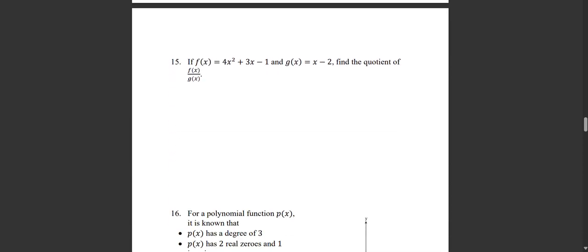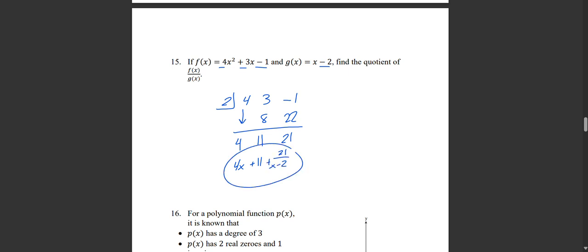15, finding the quotient of f(x) over g(x). Well, if we're going to divide two polynomials, we can do synthetic division. So x minus 2, 2 goes in the fortress. These guys go on the outside. Carry that down. Multiply, 4 times 2 is 8. Add 8 plus 3 is 11. Multiply, 2 times 11 is 22. Add 22 minus 1 is 21. These drop a power, so 4x plus 11, and then I have a remainder of 21 over x minus 2. That's it.